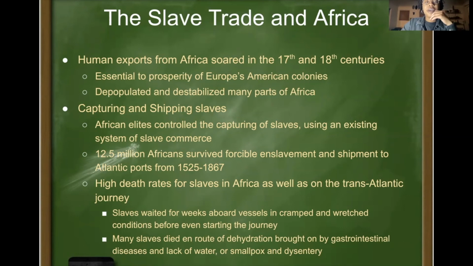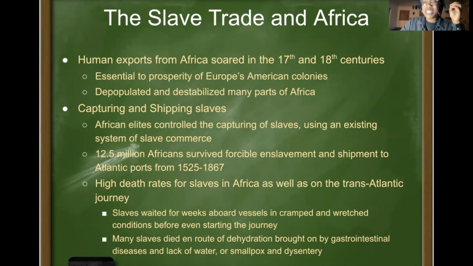So we're going to see about 12.5 million Africans are going to survive forcible enslavement and shipment across Atlantic ports. So 12.5 million are going to survive. Many, many more are going to die along the way. So there were high death rates for slaves in Africa, as well as on the transatlantic, because if you've ever seen a picture of a slave ship, they are literally cramped in, they can't move, it's not sanitary, and you're stuck that way for weeks or even months at a time, which led to a high death toll. So once again, slaves are going to wait for weeks before they get on the vessel.